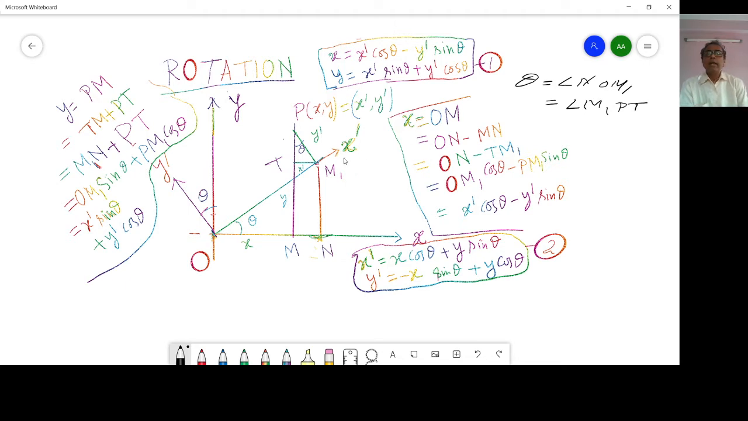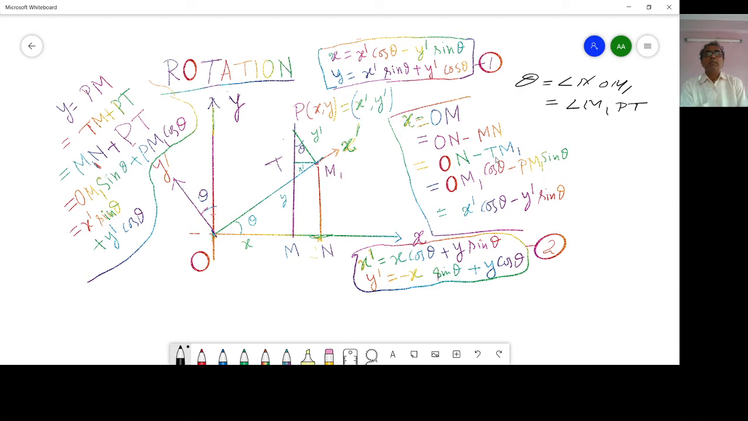Then small x is equal to OM, which equals ON minus MN, and ON minus TM1, since MN equals TM1. Now ON equals OM1 cos theta. Clear? Look at the triangle ONM1: this is the angle theta, M1N is the perpendicular, ON is the base and OM1 is the hypotenuse. So ON by OM1 is equal to cos theta, so ON is equal to OM1 cos theta.